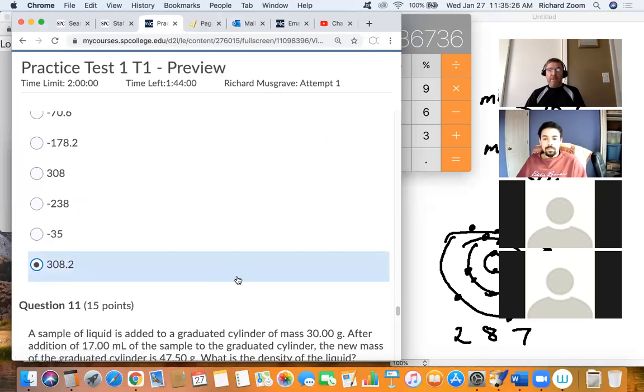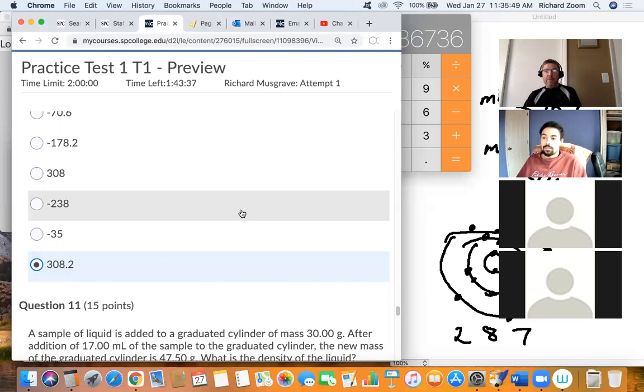Does anybody have any questions about that? So that would be one where we have to put it in Celsius first and then convert over to Kelvin? Yeah. Now, if you did that, it'd come out to be, oh, I don't know, about 35.2 or something like that degrees Celsius.